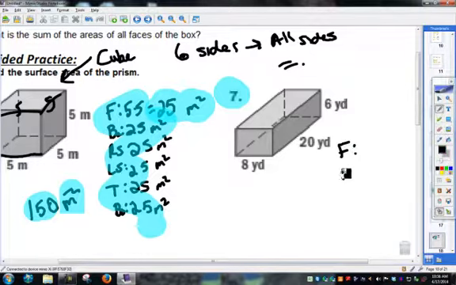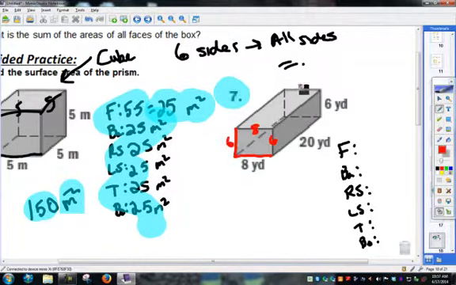Okay, this one maybe was a little bit more challenging when you did it. Again, front, back, right side, left side, top, bottom. Okay? So I do the front. I know I need that dimension by that dimension. So it's going to be 8 by 6. This is 6, this is 8, this is 20, this is 20. You can just see how I'm using this to build that. This is going to be an area of 48 yards squared. Therefore, my back will also be 48 yards squared.